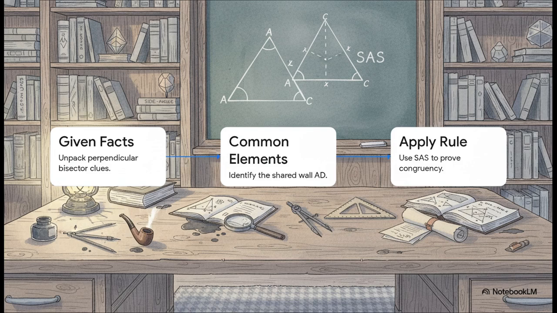Step 2, look for common elements. Well, both of these smaller triangles share the exact same wall right down the middle. That's line AD. Step 3, put it all together. We have a matching side at the bottom, a matching included angle of 90 degrees, and another matching side in that shared wall. Side, angle, side. By the SAS cheat code, triangle ABD is flawlessly congruent to triangle ACD.